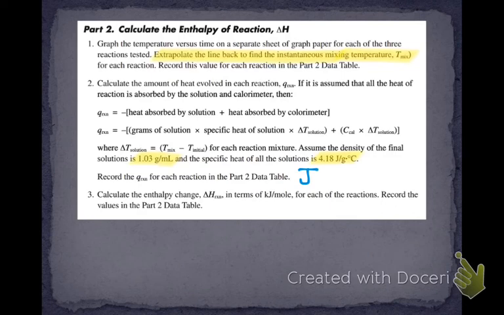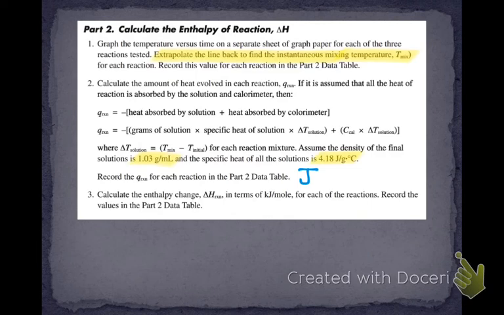And record that Q of reaction on your data table. There's a little spot for that on all the data tables. And you're going to do this for each reaction. So you should have 3 calculations that you're doing. In your analysis section or calculation section of your lab report, you're going to be putting these calculations in there.